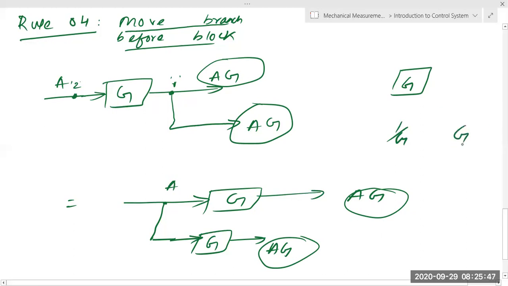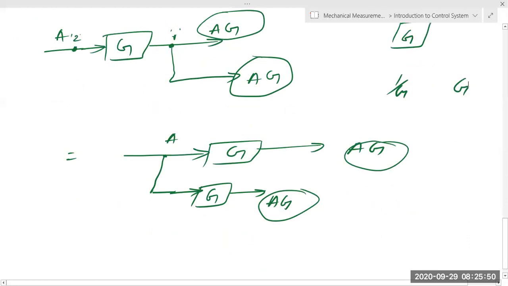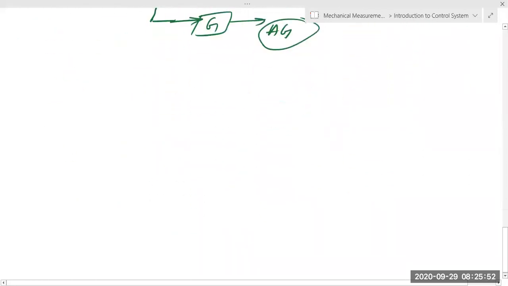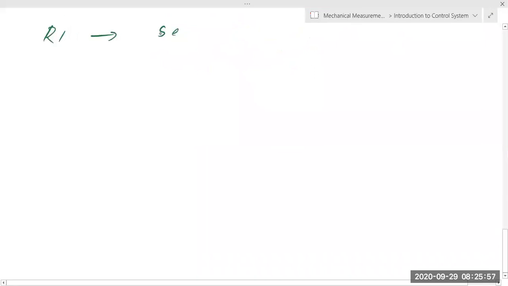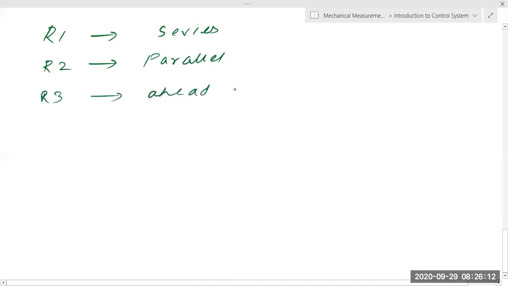Okay, simple. So we have got some very simple ideas. We have seen 4 rules. I'll take a revision of all the rules. Rule number 1 was series blocking. Rule number 2 was parallel. Series is also called cascade, and this is called parallel. Then came the branching rule. Branching has 2 rules: ahead of the block, and the 4th one was before the block.